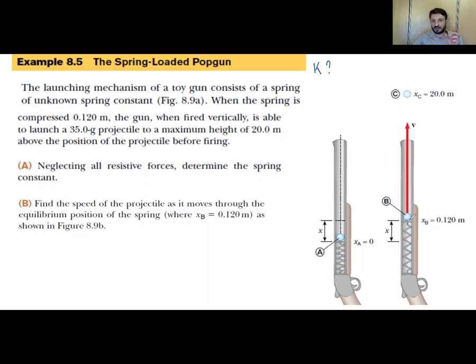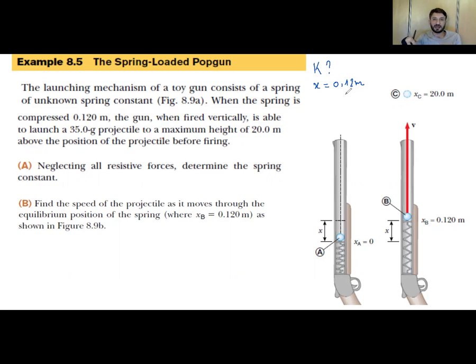When the spring is compressed, initially we have the spring at the position B and we have a projectile. We have an object at the position B. We compress the system to the position A. When the spring is compressed 0.12 meter, so we have a compression x equals 0.12 meter. The gun, when fired vertically, is able to launch a 35-gram projectile to a maximum height of 20 meters above the position of the projectile before firing.